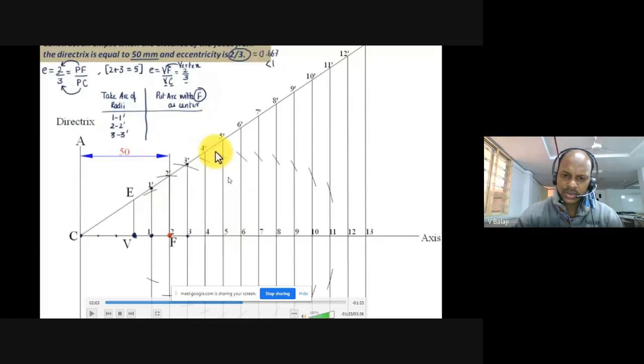If you do so, you will get many arcs like this in the shape of an ellipse. Gently put all the points P1, P2, and so on; you need to give some numbering system.